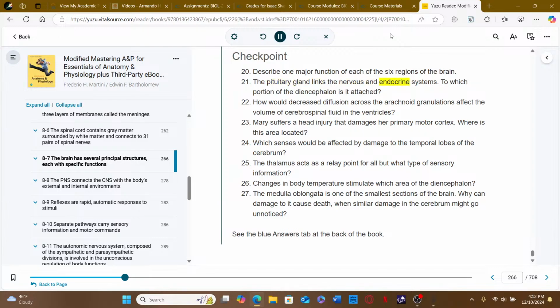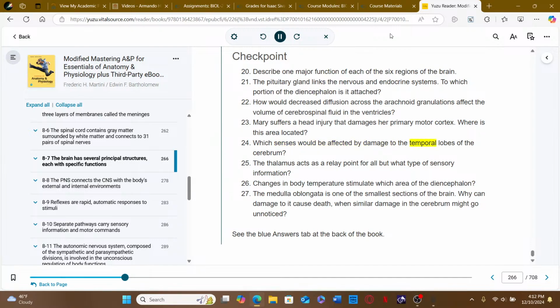The pituitary gland links the nervous and endocrine systems. To which portion of the diencephalon is it attached? How would decreased diffusion across the arachnoid granulations affect the volume of cerebrospinal fluid in the ventricles? Mary suffers a head injury that damages her primary motor cortex. Where is this area located?